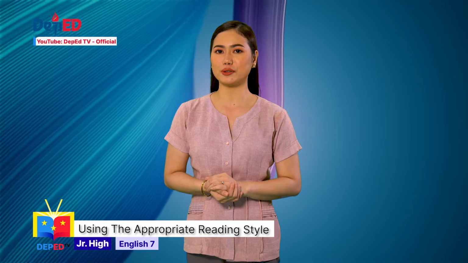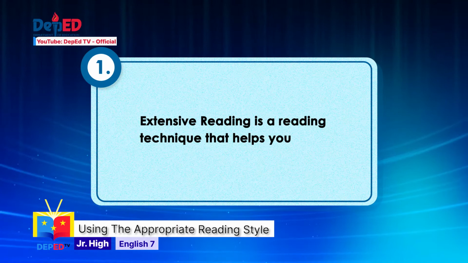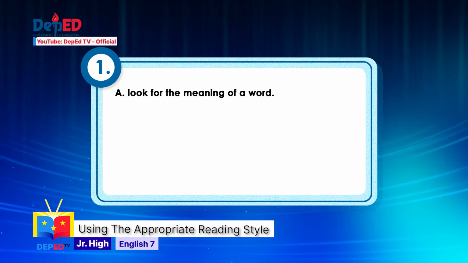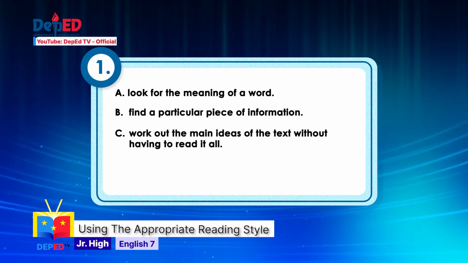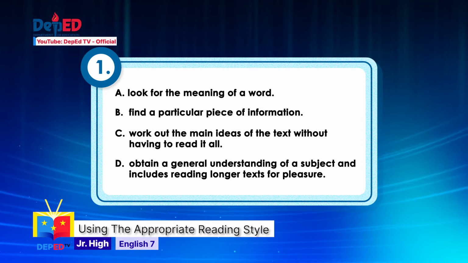Let's review first, class. On your paper, write the letters of the correct answers. Number 1. Extensive reading is a reading technique that helps you. Letter A. Look for the meaning of a word. Letter B. Find a particular piece of information. Letter C. Work out the main ideas of the text without having to read it all. Or letter D. Obtain a general understanding of a subject and includes reading longer texts for pleasure.